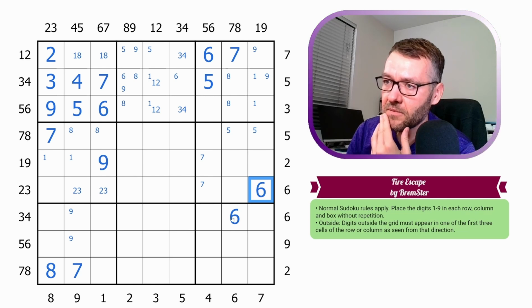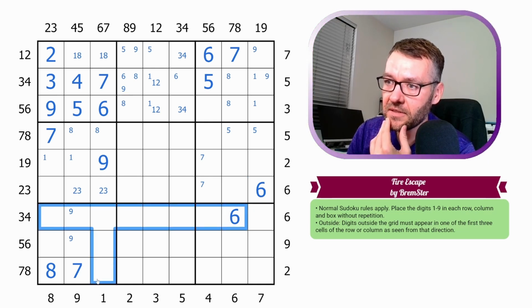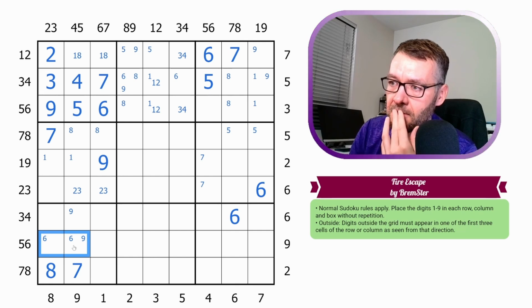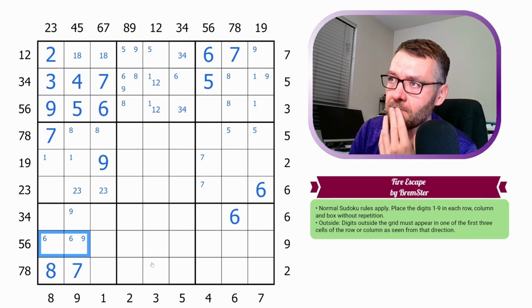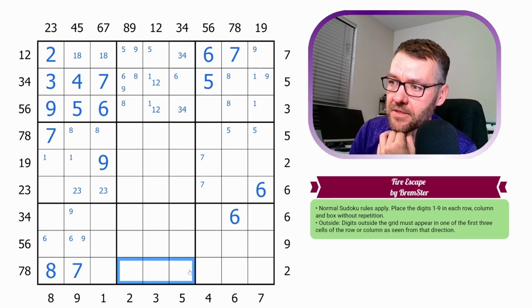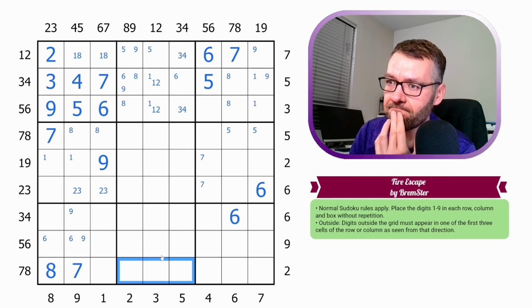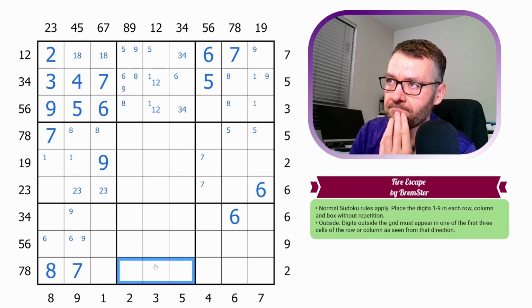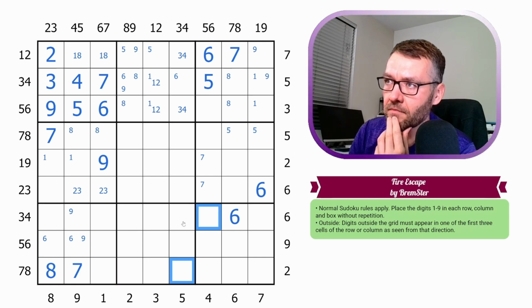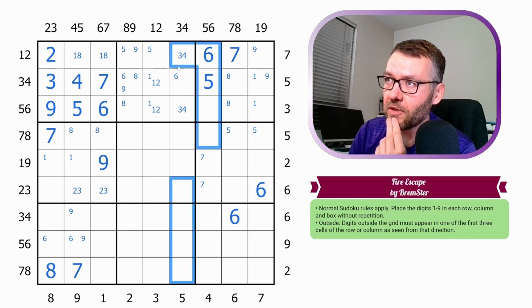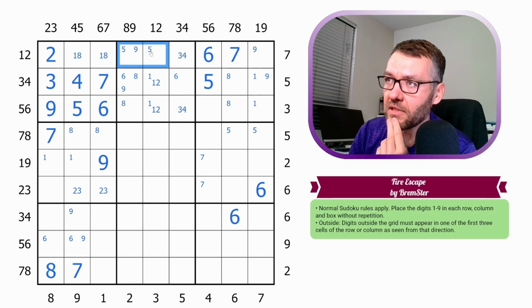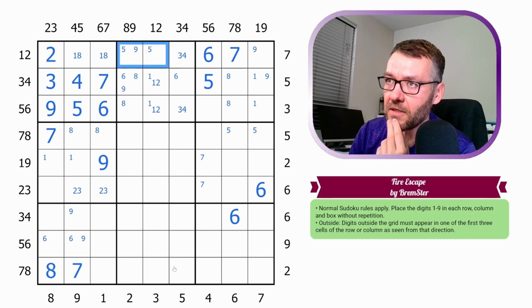Let's see. We do have a lot of 6s out here. 6 can't go in here, so 6 has to go in one of these two. And 6 is going down here somewhere. See, this 5 is pointing up. We have these two 5s. I already have the 5's corner marked up there. Okay.